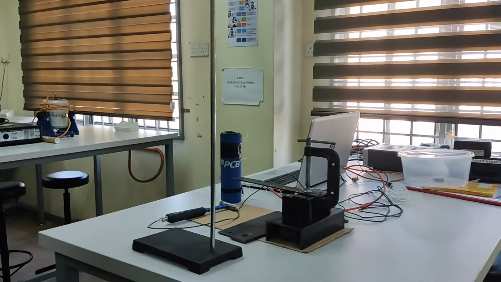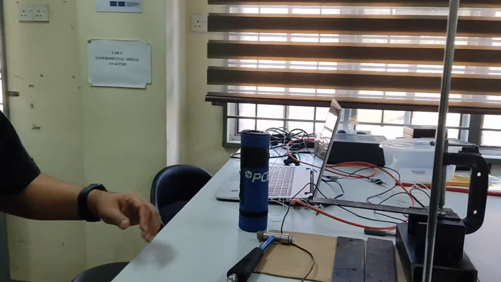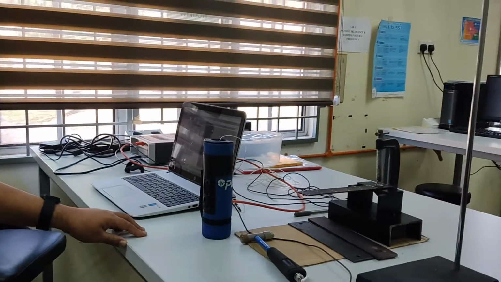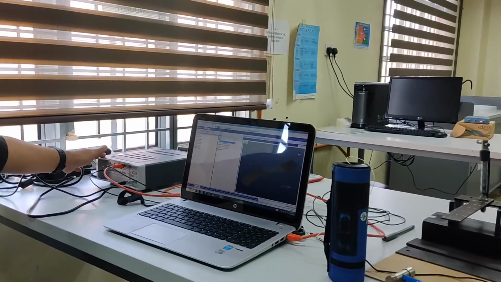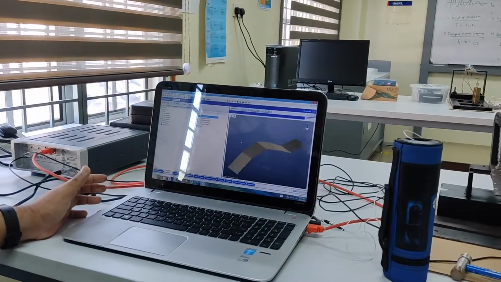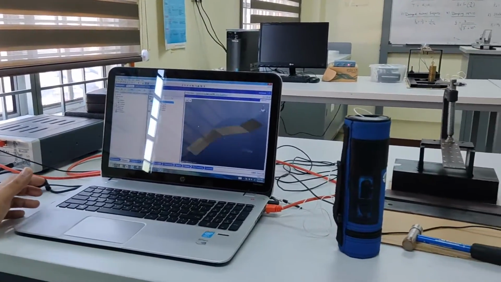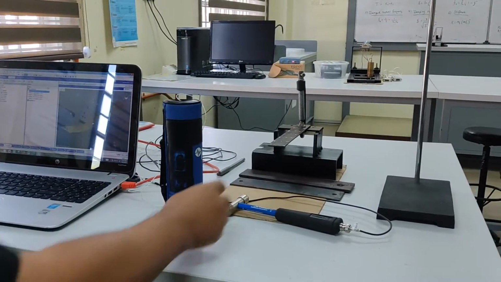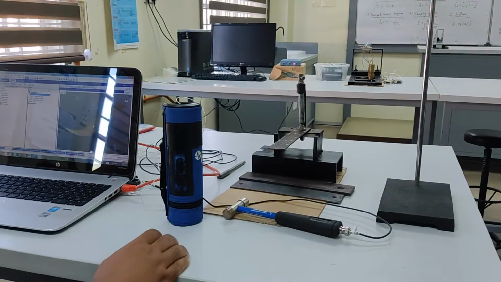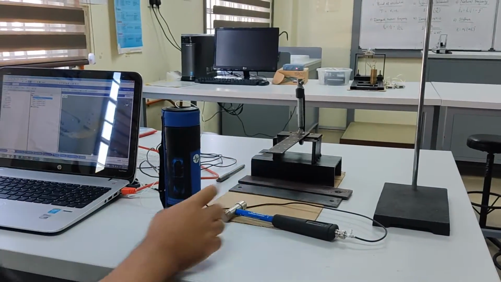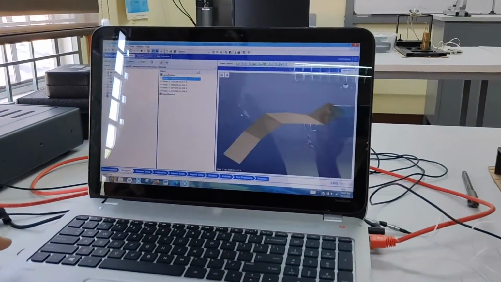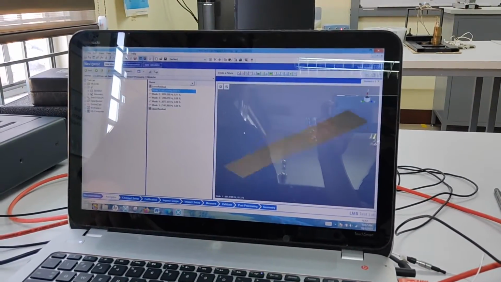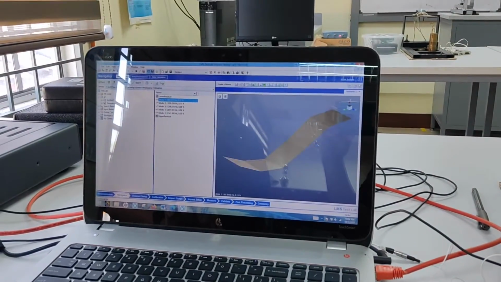Then the third lab is a modal analysis lab. This is the setup for the experimental modal analysis. We'll be using LMS data acquisition system connected to the LMS Test.Lab. Students will measure the modal analysis natural frequency of the plate in 2 conditions, fixed and fixed free. This is an example of the result obtained from the experiment. This shows the mode shape of the plate during the natural frequencies.